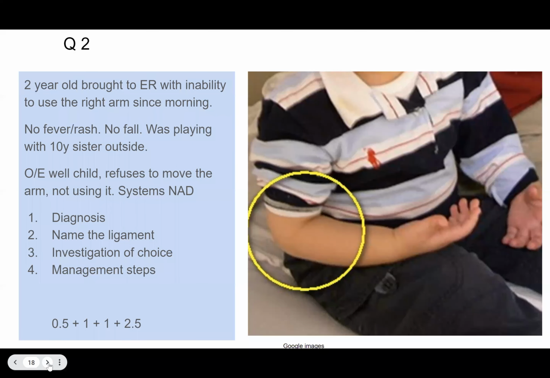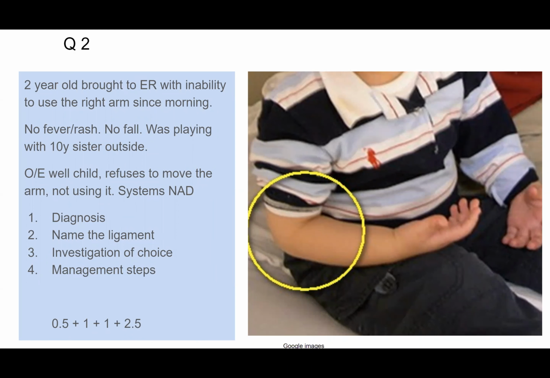Okay, second question, 2-year-old child, what is this? With inability to use the right arm since morning, he was playing with elder sister. Child refuses to move the arm, not using it. Pulled elbow. Name the ligament. Annular ligament. Investigation of choice. USG.